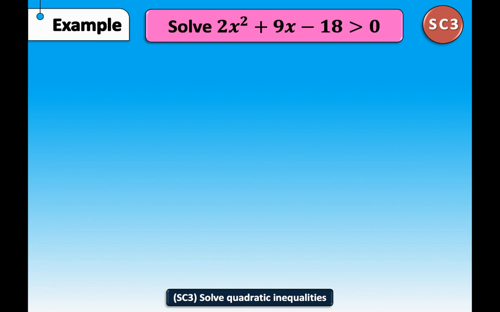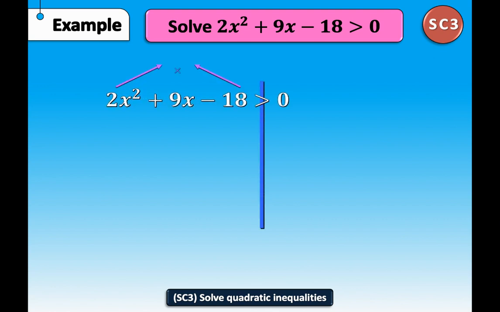In this question, this time the quadratic is greater than 0. So we still do the same thing. If we factorise it into two brackets, so times together 2 and minus 18, which is minus 36. And then think what two numbers will times together to make minus 36, but add together to make 9. So that's 12 and minus 3.